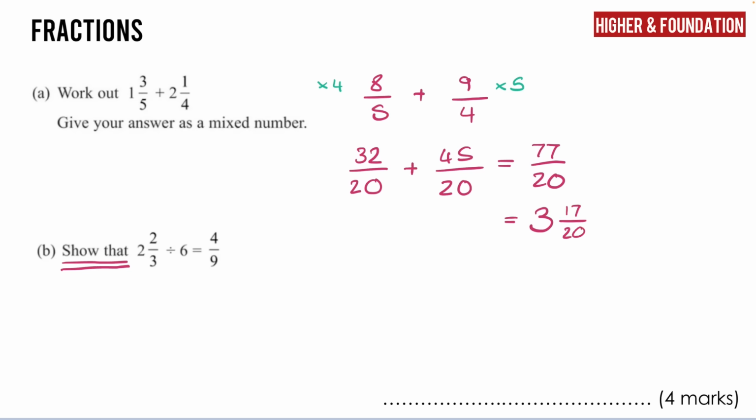Now there's not really an easy way to do that on your calculator. If you type in 77 divided by 20, you'll get 3.85, which does at least tell you that there is a whole number 3, but you still need to work out that remainder.